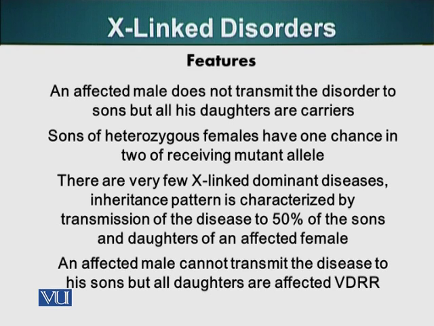There are very few X-linked dominant diseases. The inheritance pattern is characterized by transmission of disease to 50% of the sons and daughters. Of course, if it is an X-linked dominant disorder, it will be transmitted equally to sons and daughters, since both have a 50% chance. Even daughters, if they get a defective X chromosome carrying a defective gene, will also be affected. An affected male cannot transmit the disease to his sons, but all daughters are affected. This also makes sense according to what we have just talked about.